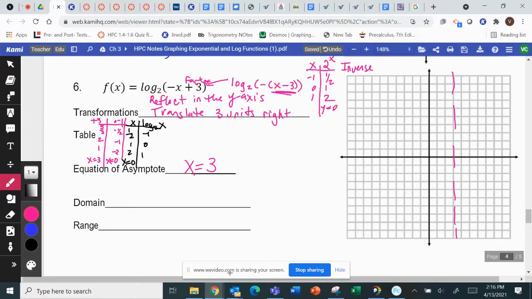Got 2.5, -1. Got 2, 0. 1, 1. Domain's going to be -infinity to 3, and range will be -infinity to +infinity.